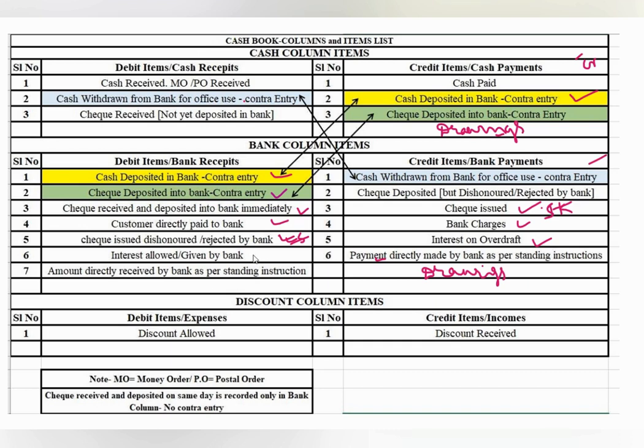Next, interest allowed given by the bank. The bank has given us interest for the amount which we had in our bank. Okay, so that interest is an income to us, no? So that means in the bank account the funds are increasing. We have received something. Next, amount directly received by the bank as per the standing instruction. Like the bank has received any funds on behalf of us, that also we need to debit in the bank column. Next, discount column.